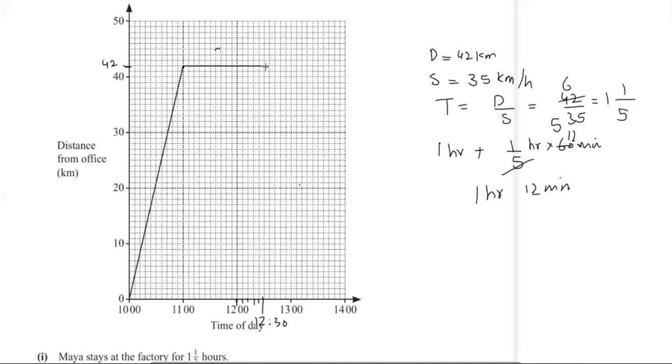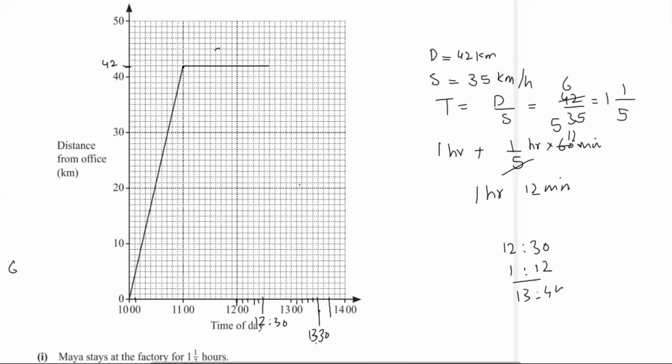She returned to office from factory from 12:30 to 13:42. Therefore, we mark the position 13:42. You see here, 1, 2, 3, 4, 5. This is the 13:30, and after this 1 and 2, and this position, this is 13:30, and 1 square is equal to 6 minutes.